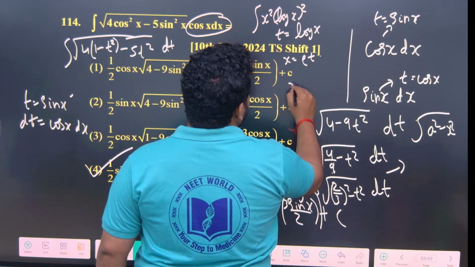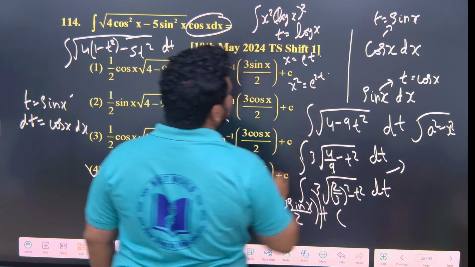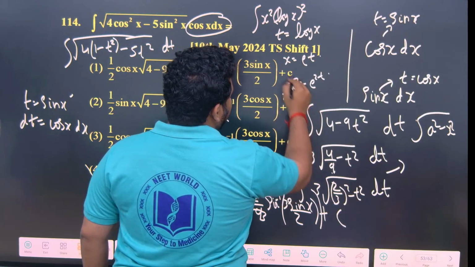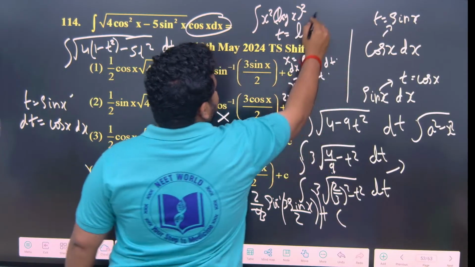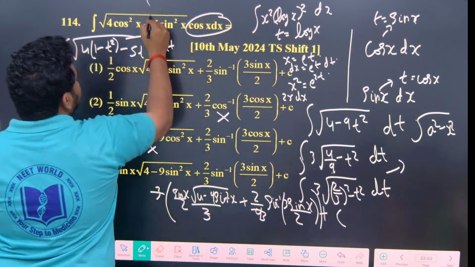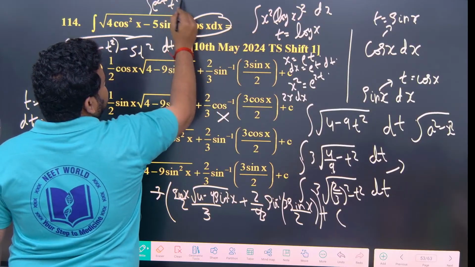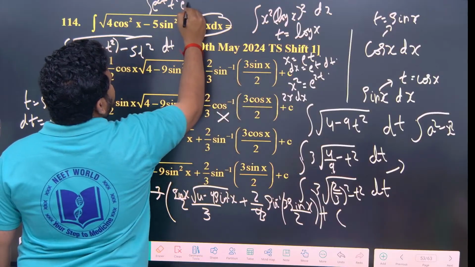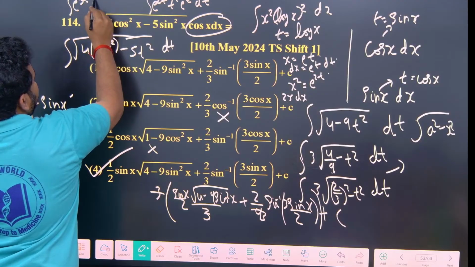So x square will become e power 2t, and dx will become e power t dt. Now if I do the substitution, x square is e power 2t, into log x which is t, so t square, into dx which is e power t dt. So this will become e power 3t into t square dt.